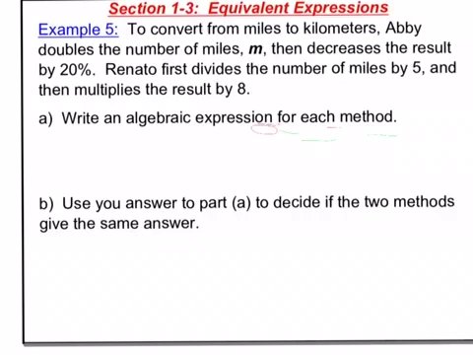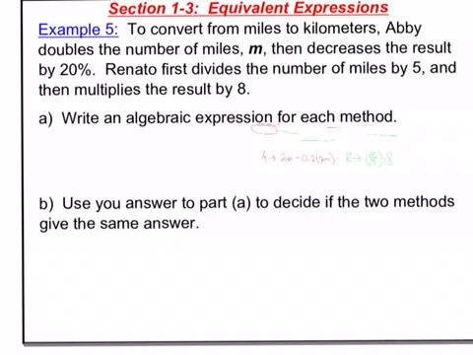So for Abby, and we'll write Abby here, it says that she doubles the number of miles, so that's going to be 2m, then she decreases that result by 20%. All right, so take a second to think about how we would write that. So she's going to do 20% of 2m, and she'll decrease that from the original 2m right there. Okay? Renato, he first divides the number of miles by 5, and then multiplies that result by 8.